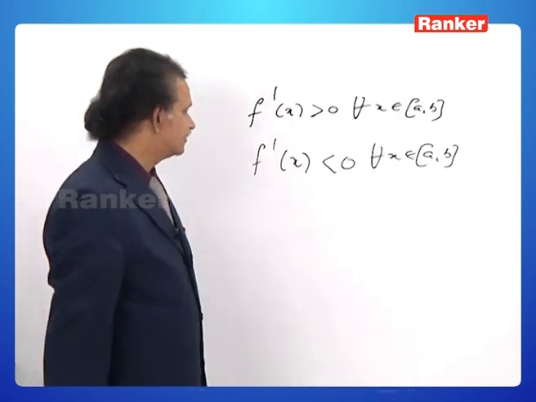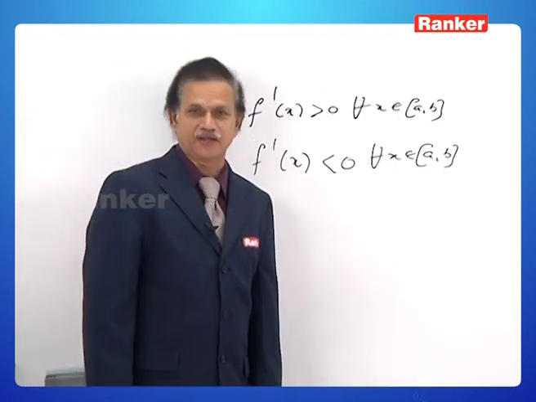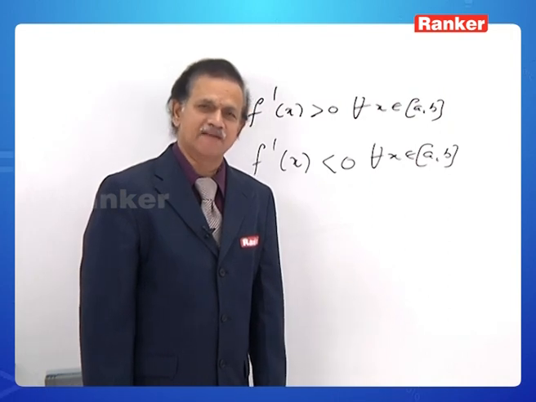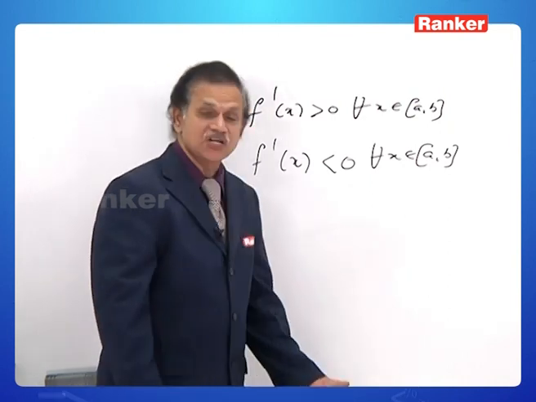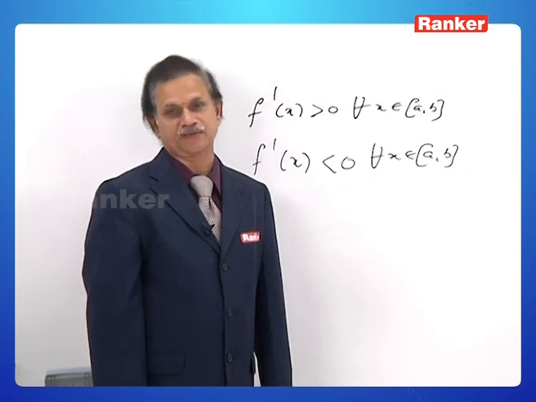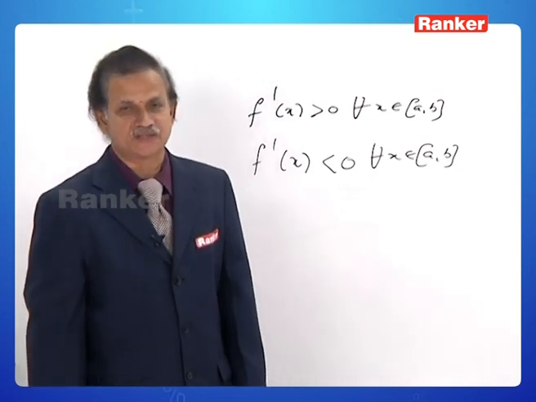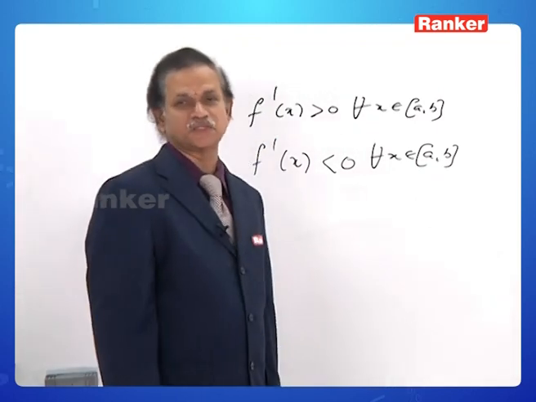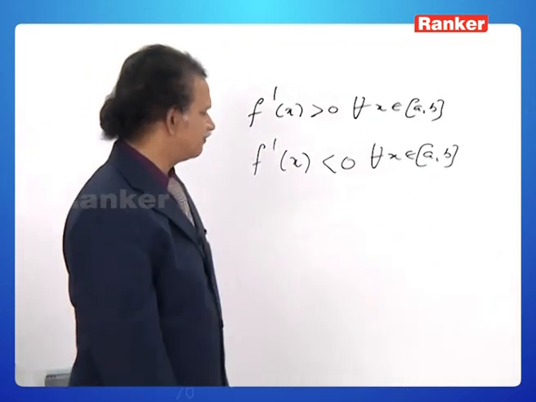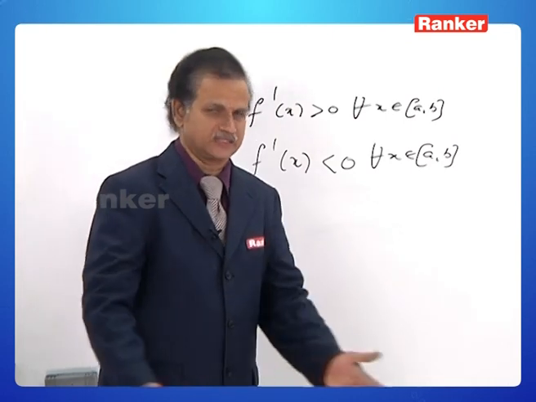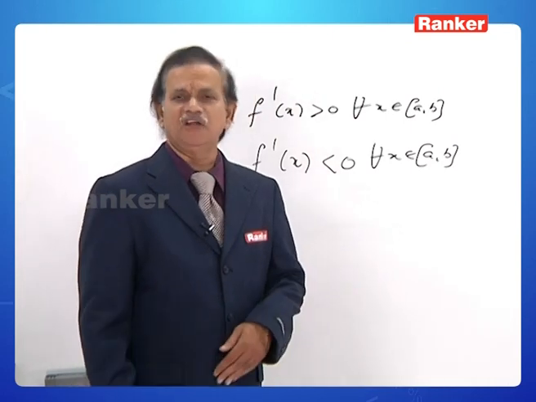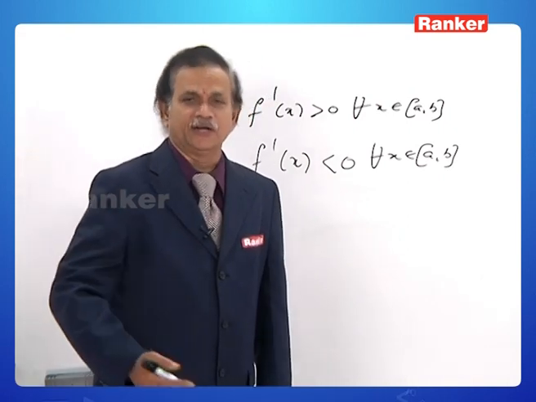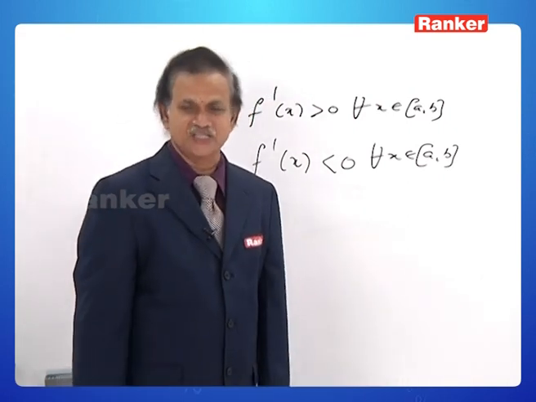if f dash x less than 0 for all x belongs to the closed interval a, b is observed, then we notice that f is strictly decreasing in that particular interval. So for increasing character f dash x must be greater than 0 and for decreasing character f dash x must be less than 0. Accordingly, f dash x less than or equal to 0, f dash x greater than or equal to 0 will give us the conclusions non-increasing and non-decreasing, like that.